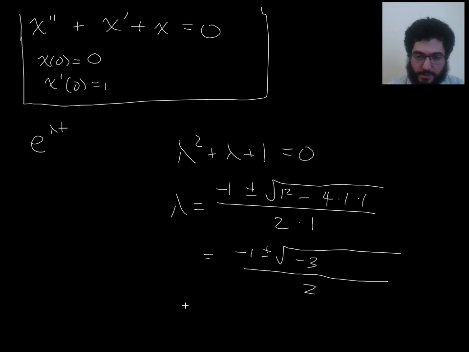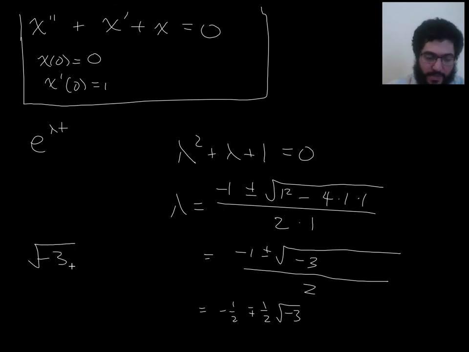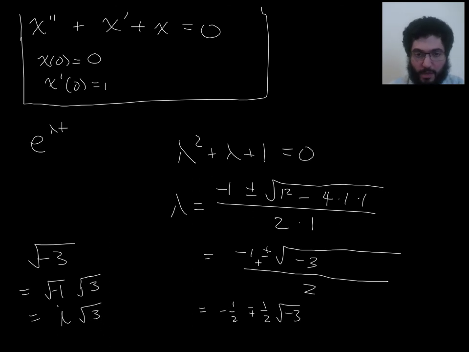So the two roots that I got, let me clean this up a little bit. I've got negative 1/2 plus or minus, or if you want we can say minus plus, 1/2 square root of negative 3. Now square root of negative 3, these kinds of things can be written like this in order to figure out what are the complex roots of this polynomial, which has no real roots.